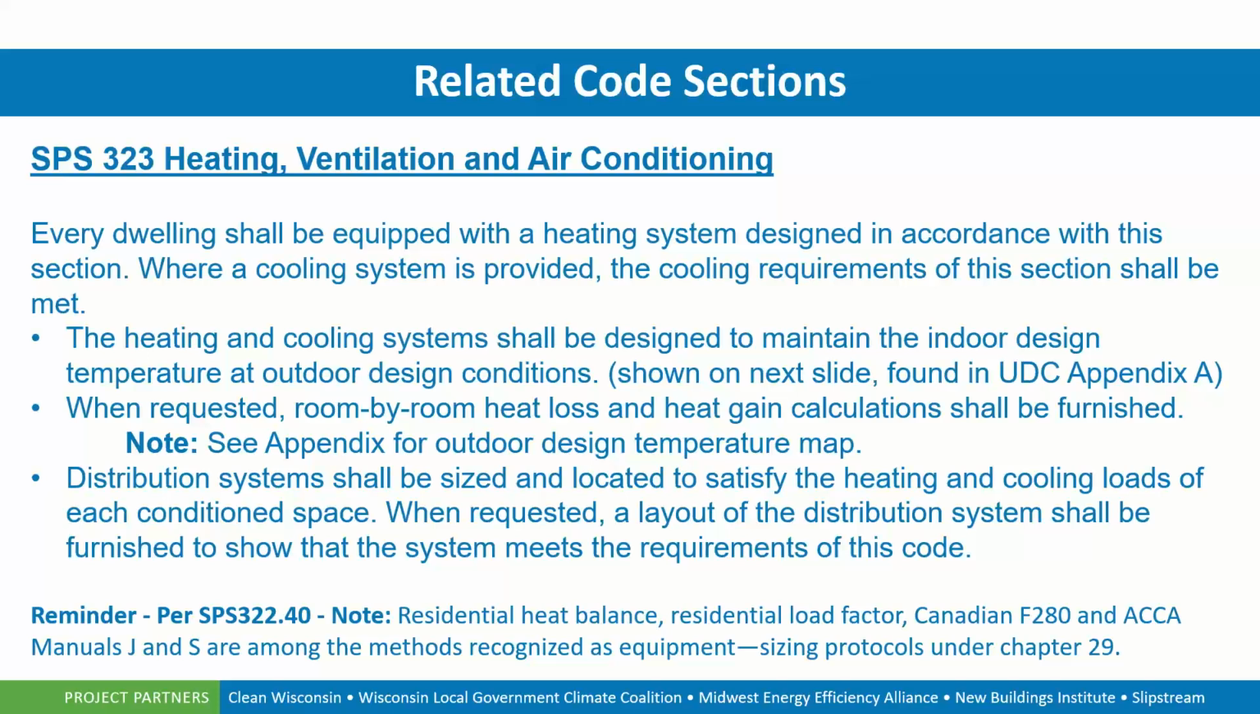And then when requested, this is where that room by room heat loss and heat gain calc should be furnished. That would be the Manual J. The distribution system should be sized and located to satisfy the heat and cooling loads of each space. That's a Manual D. And then when requested, you may have to supply a layout of that distribution system to show that it meets the intent of the code.